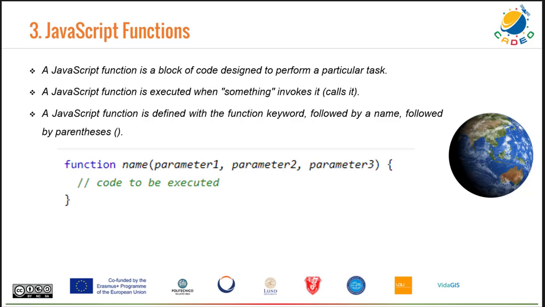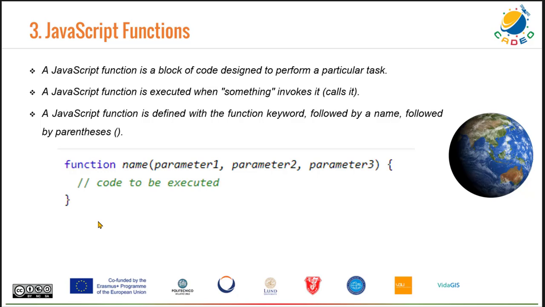A function is executed when something invokes it. You can think of a function as a named container for a set of instructions. A function is executed once an event occurs, for example, a button click. It can be called from JavaScript code, or it can be self-invoked, automatically executed.